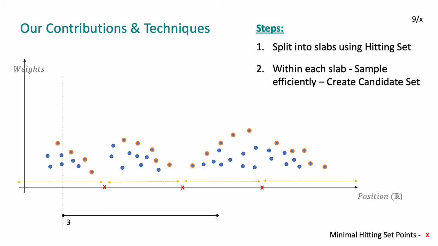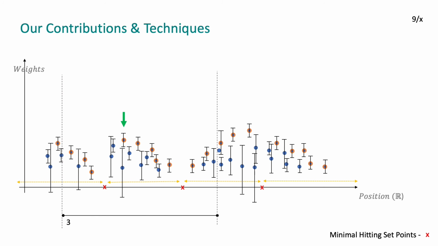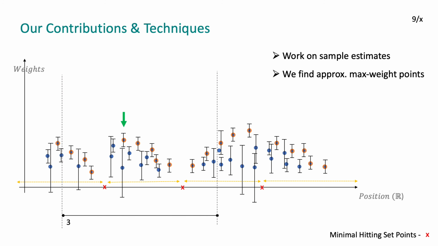Let us look at one input interval with these boundaries. First, we had split the real line into slabs using the hitting set. Second, we obtained candidates from all the slabs. Third, to answer for this input interval, we consider only the points belonging to the candidate sets, and we pick the one with the maximum estimated weight as our answer for this interval. However, recall that we only have high probability confidence intervals of the true weights of points, because we work on the estimates. Thus, the points that we find are approximately maximum weight with a high probability.